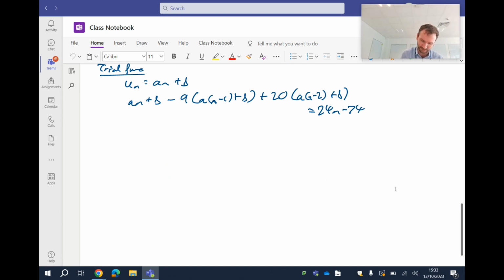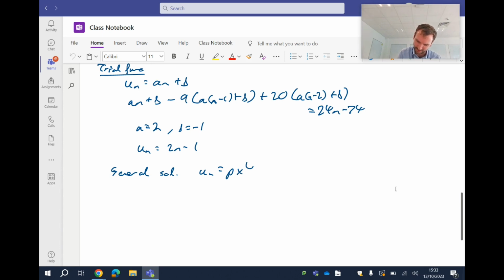If you do that, you're going to end up with a equals 2, b equals negative 1. So your successful child function is 2n subtract 1. From there, our general solution, again, mimicking what we did in the first order case, is just summing our complementary function, which we got above was p times 4 to the n plus q times 5 to the n, and then added to our child function, 2n subtract 1. And now we're trying to find our particular solution.